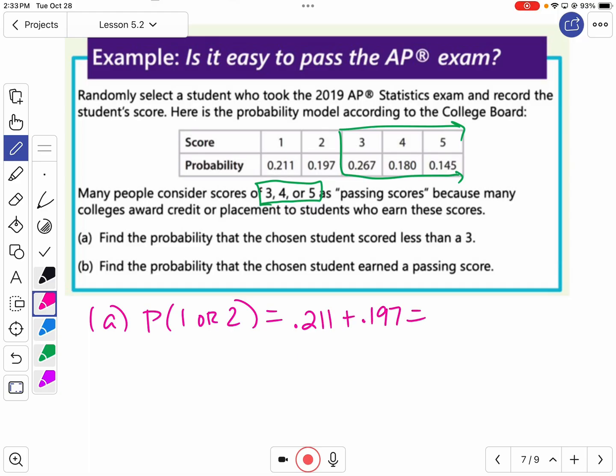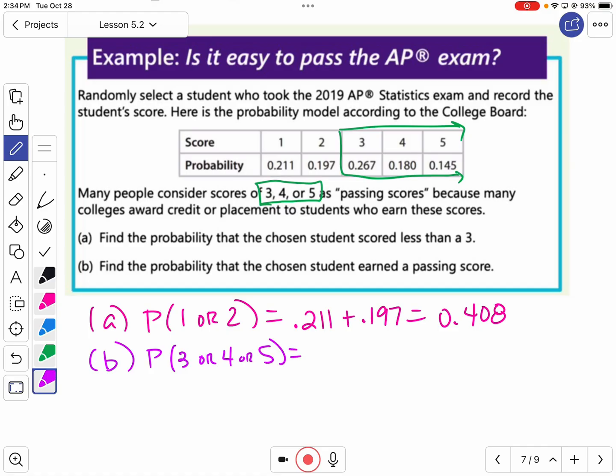And I believe that's 0.408. Okay, so that's what it was asking me. Now, for question B, it says, find the probability that they earned a passing score. Well, that's the other three. So that would be the probability of 3 or 4 or 5, because that was considered passing.